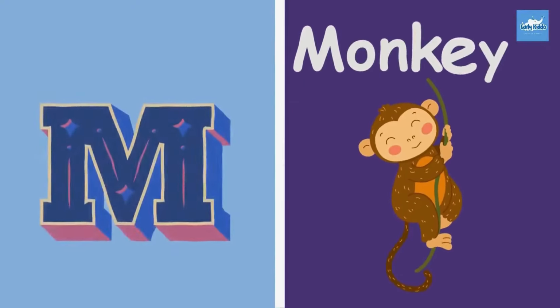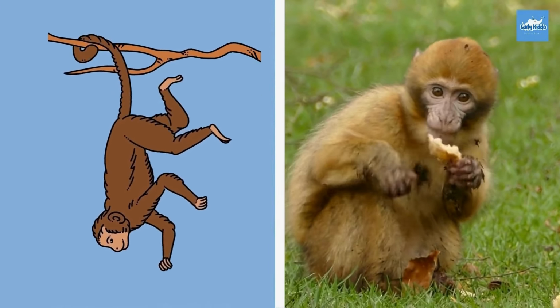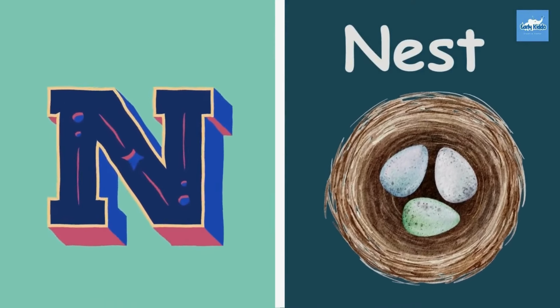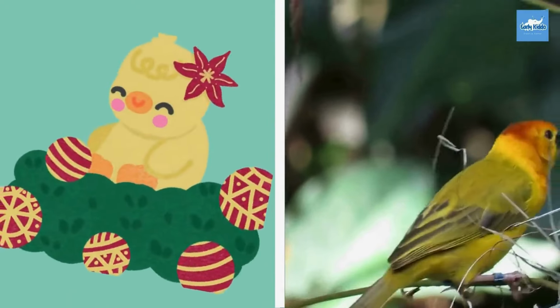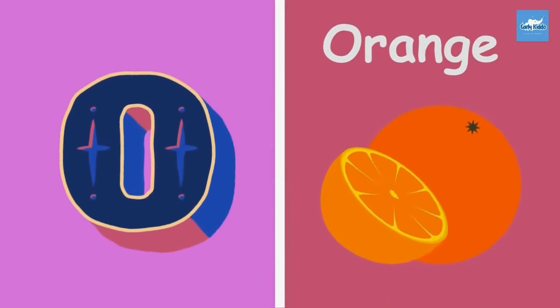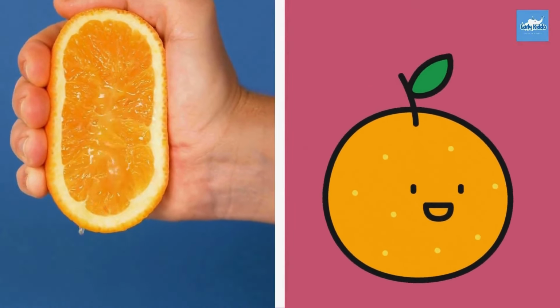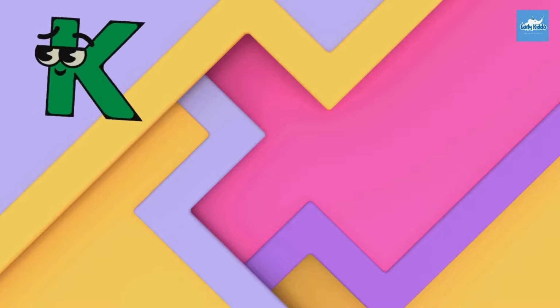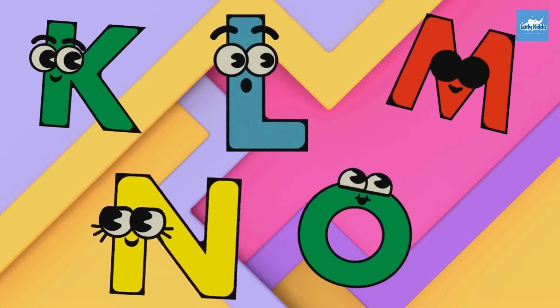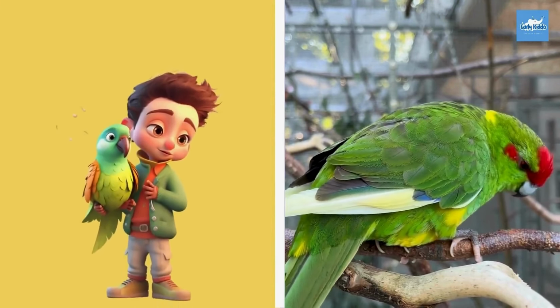M is for monkey. M, m, monkey. N is for nest. N, n, nest. O is for orange. O, o, orange. P is for parrot. P, p, parrot.